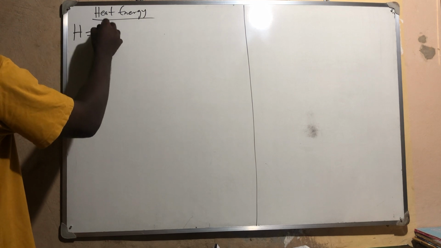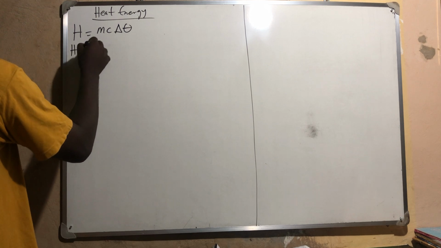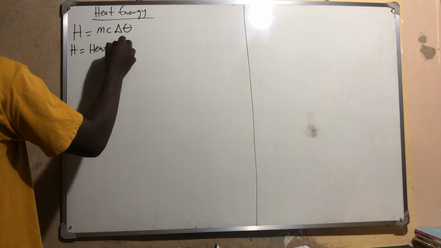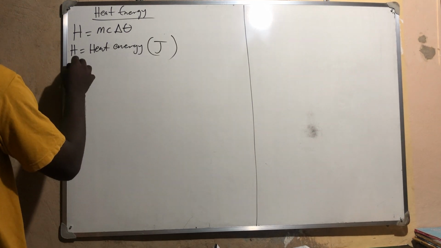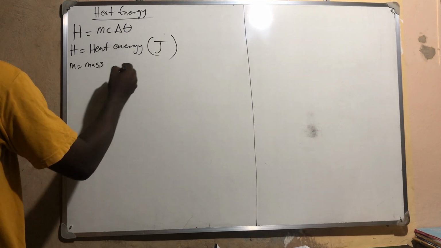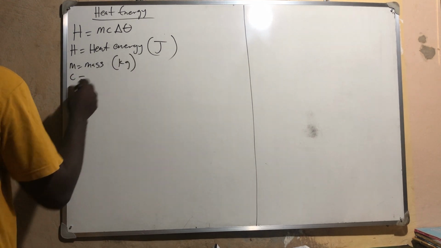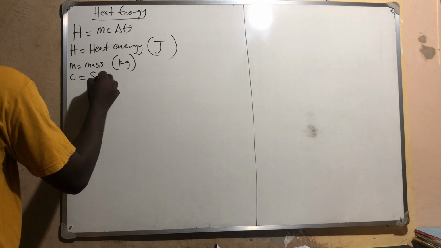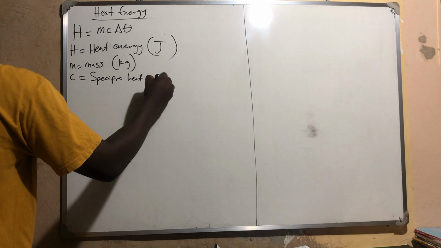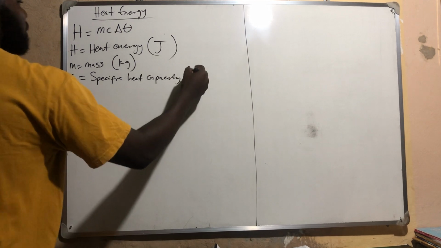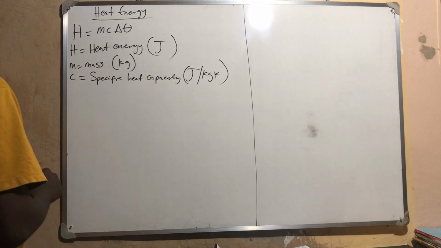Another thing you need to know is that heat is equal to what? H equals MC change in temperature. Very important. Where H is heat energy measured in joules. Then M is the mass of that body, measured in kg. C is the specific heat capacity, measured in joule per kg per Kelvin.